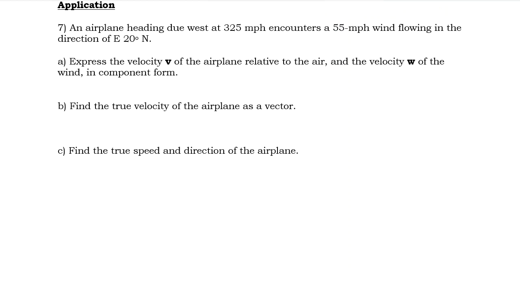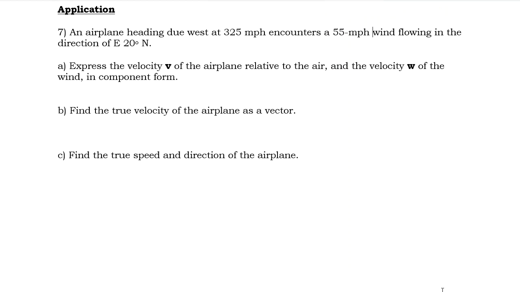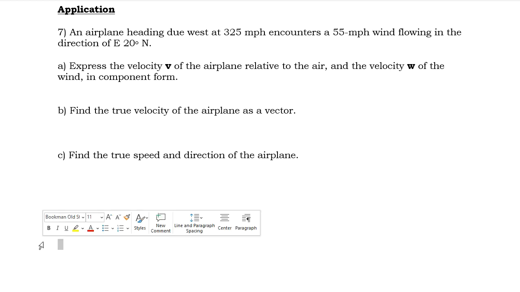Let's take a look at an application problem. An airplane heading due west at 325 miles per hour encounters a 55 mile per hour wind flowing in the direction of east 20 degrees north.